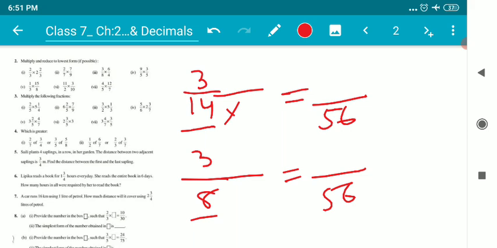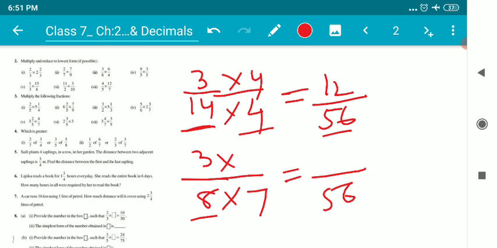How does 14 turn into 56? When we multiply it by 4. So 4 should be multiplied with the numerator of 3 by 14 also. It's a process of making them equal or equivalent fractions. So I'll write 3 4s are 12 over here, because 4 14s are 56 and 3 4s are 12. Again, how does 8 turn into 56? When we multiply it by 7. So 7 should be multiplied here also. 7 8s are 56 and 3 7s are 21.